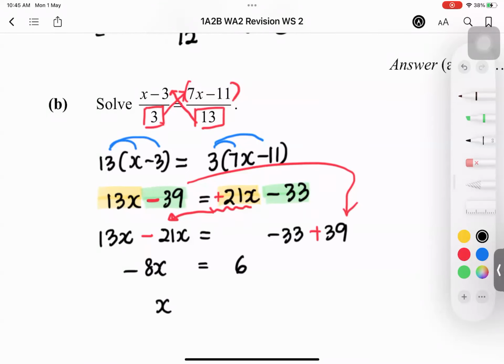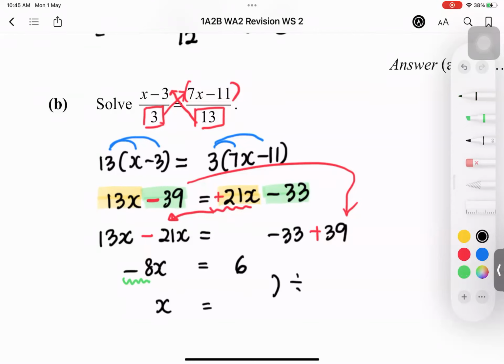How do we get x? How do we get rid of negative 8? This one, my favorite person, always ask you, Gary. Derek, how to get x from the negative 8x? Divide. Divide by what? Negative 8.